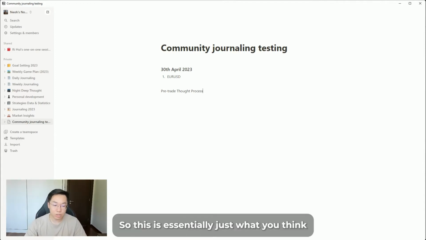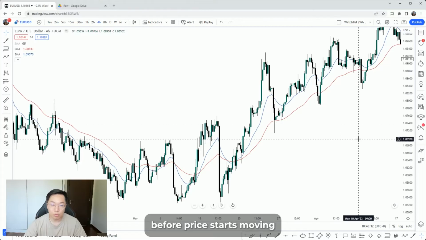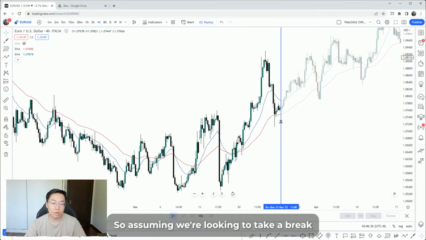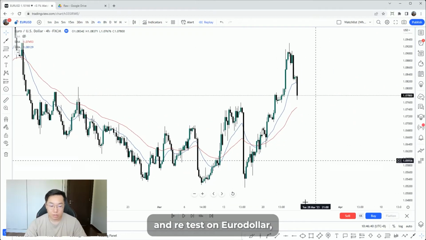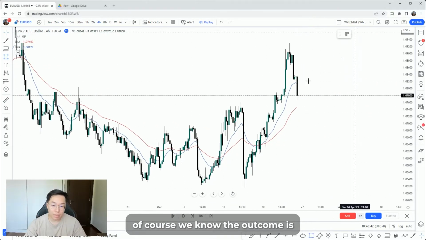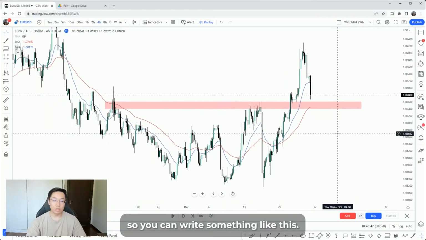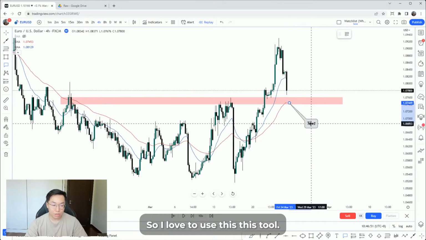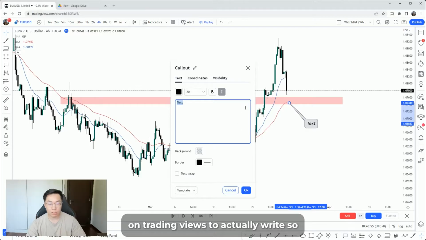So this is essentially just what you think before price starts moving, or what you do before you actually take the setup itself. So assuming we're looking to take a break and retest on euro dollar. Of course, we know the outcome is eventually heading higher, but let's take this as an example. So you can write something like this. I love to use this tool. I'm not sure what the callout tool on TradingView is to actually write.